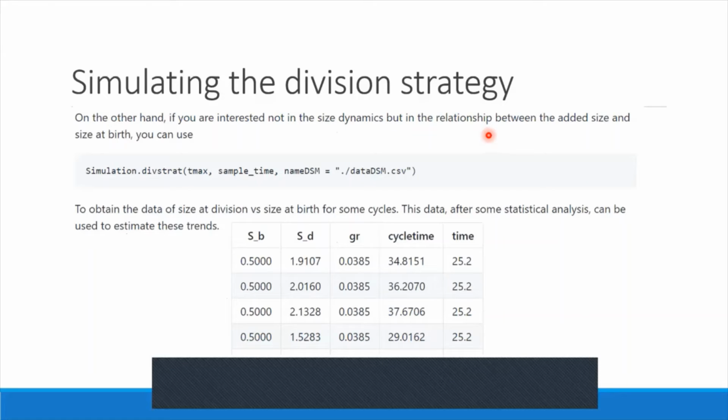So this file is going to give you something like this: one column of the size at birth in that cycle, the size at division, the growth rate that can be stochastic, but I'm going to spare you how to do it later, the cycle time, I mean the time between birth and division, and the time where the division occurs.